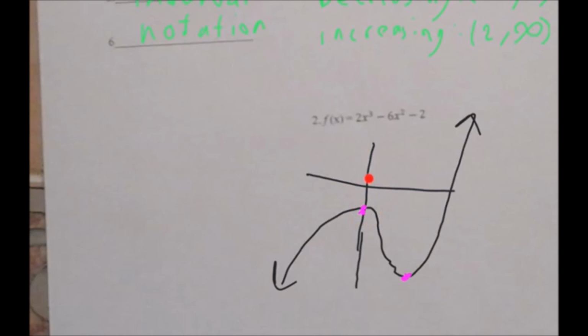So I said this was a maximum because if you look at the graph, it starts going up and then it gets to this point and then starts going down. So that's why we call this a maximum. And then it goes down and then it's here and starts going back up. That's why this one's a minimum. Okay, so let's start at the maximum point. That should be at (0, -2). And our minimum should be at (2, -10).